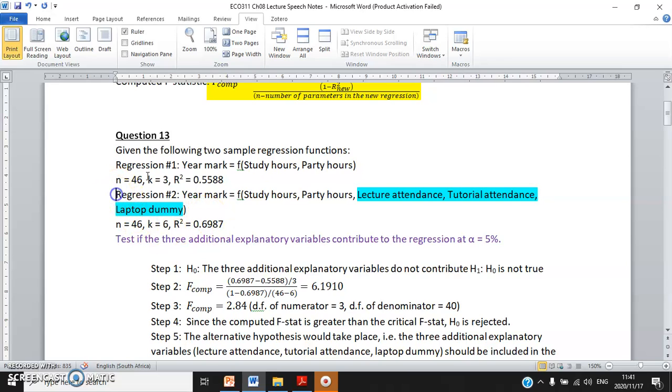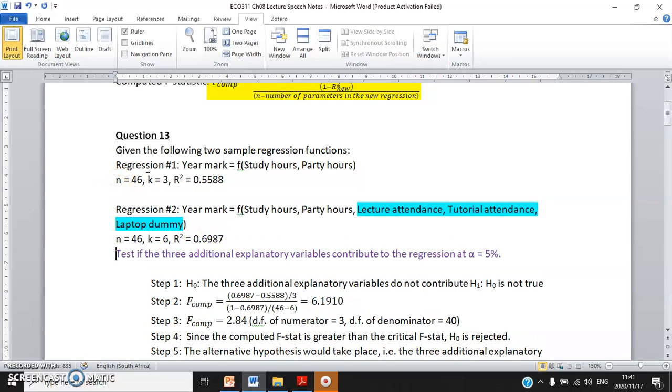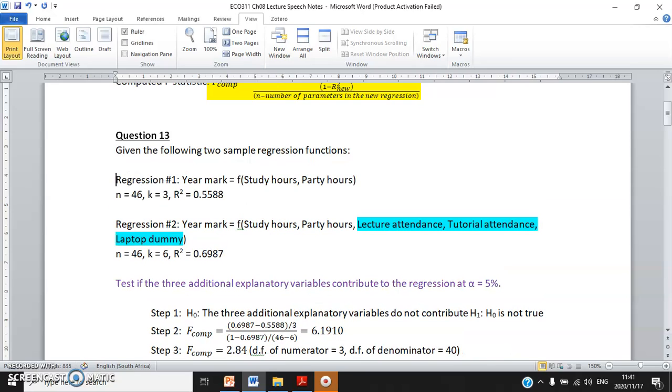So let's look at the two regressions. First one, marks explained by study hours and party hours. I already know this is my old regression, so let me just call it the old regression. Second regression, you see I include 3 additional explanatory variables. Lecture attendance, I think it makes sense. Tutorial attendance, it also makes sense. Laptop dummy, it makes sense because who knows if students who own a laptop would perform better.